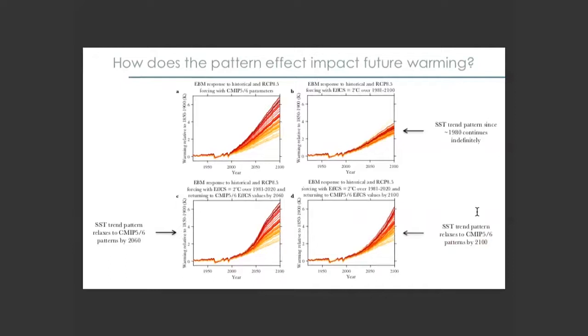And so the point is, transiently, the pattern effect very much matters. If the pattern stays the same, we expect a lot less warming. If the pattern reverses to something like what the models predict it should, we expose ourselves to very high climate sensitivity, potentially the full range at that point.